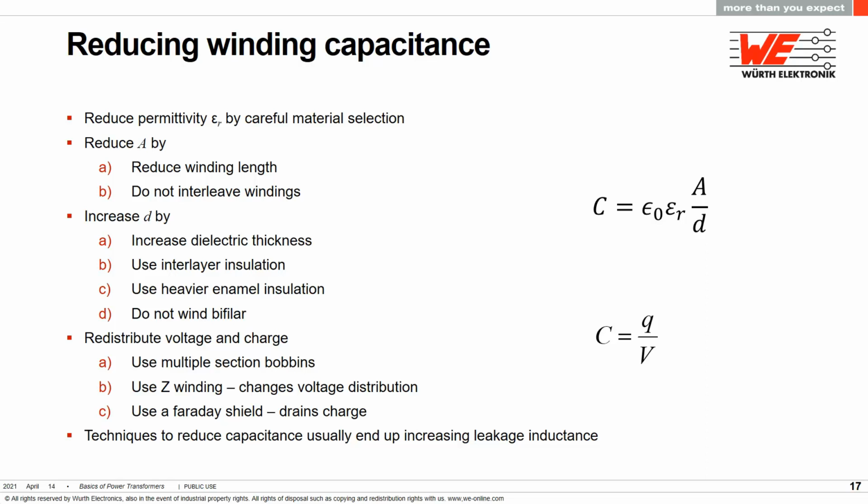Redistribute the voltage and the charge by using multiple section bobbins. Use progressive bank winding, or Z winding, which is where you wind across and then you jump back to the beginning and you wind across again and jump back and so on, versus winding back and forth across the length, which is called C winding. And you can use a Faraday shield to drain away any charge, which is sometimes used between primary and secondary. As I reiterated before, techniques to reduce winding capacitance usually increase the leakage inductance.